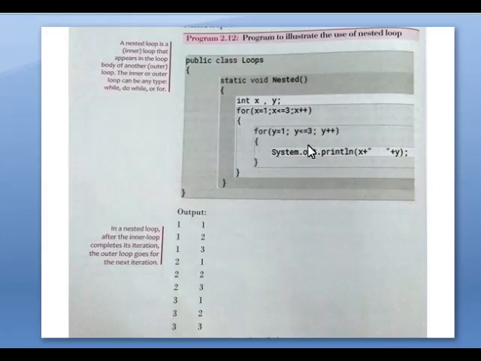The loop used within another loop is called a nested loop. So students, we stop this part here, and we are going to see the remaining portion in the third part of this chapter. Okay.